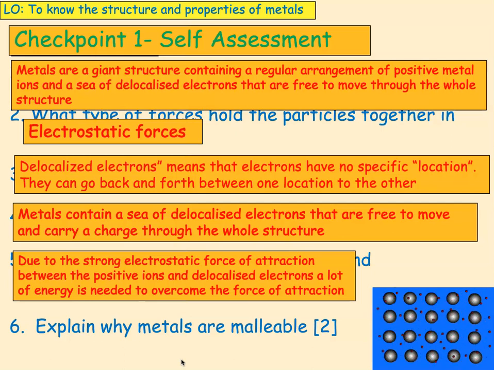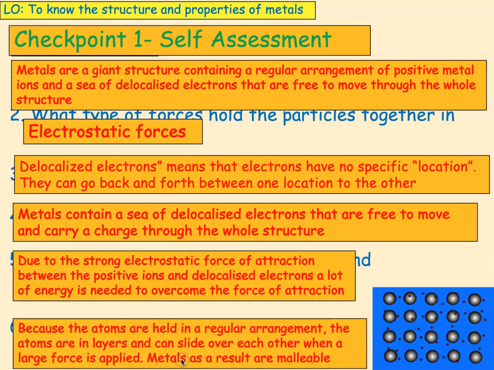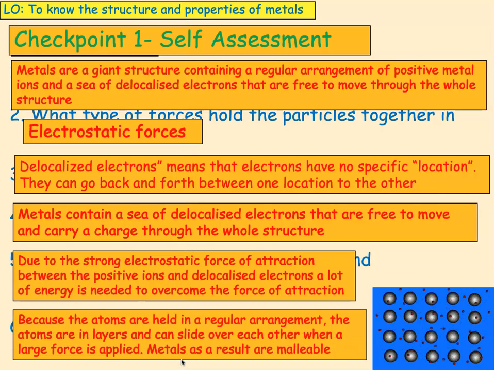Explain why metals are malleable. Metals are malleable because the atoms are held in a regular arrangement. The atoms arrange themselves in layers. Those layers can slide over each other when a large force is applied. And metals, as a result, are malleable.